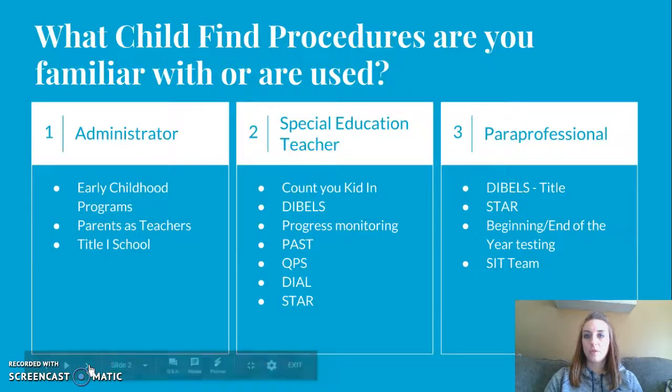So what child find procedures are you familiar with or which ones are used? When I asked my administrator, it was really interesting to look at his face and see his initial reaction to the question. He took some time to process the question and then he let me know that some of our early interventions, so to say, that are used at our school are that we have the Title I program. We are a school-wide Title I school. We have parents as teachers within our district, and then we also have early childhood programs that he knows are also effective.